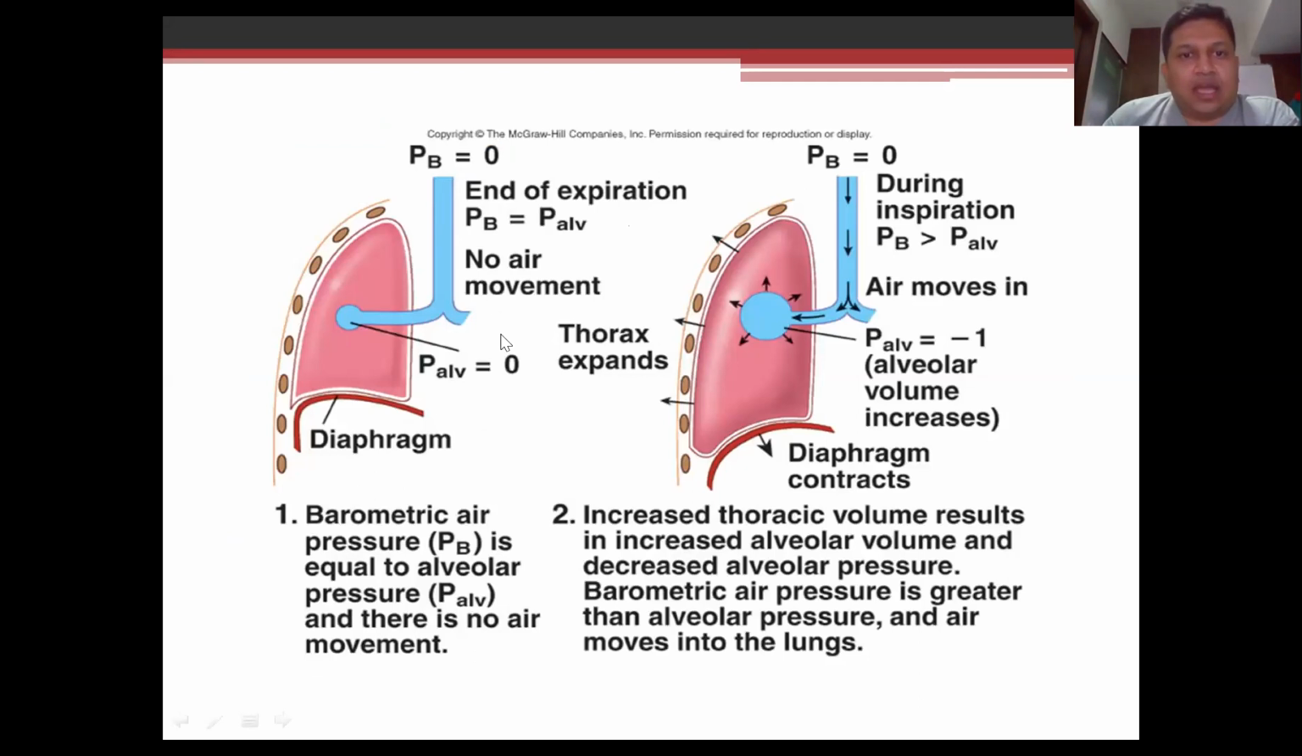There is a zero at the end of expiration when there is no air movement. At that time, there is no pressure difference between the alveoli and the mouth. Both are 0, so no air is flowing. Now when inspiration starts, the diaphragm descends, the thorax expands, so the alveoli expand. So there is a negative pressure gradient and the air will come into the alveoli.